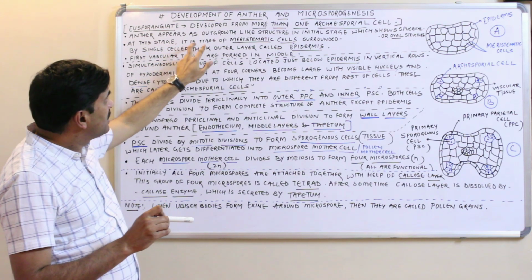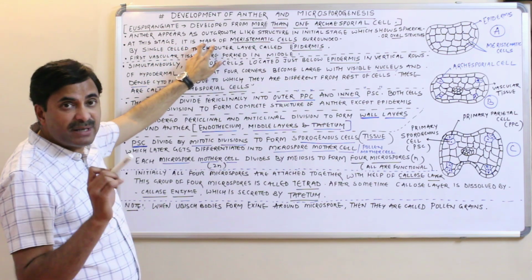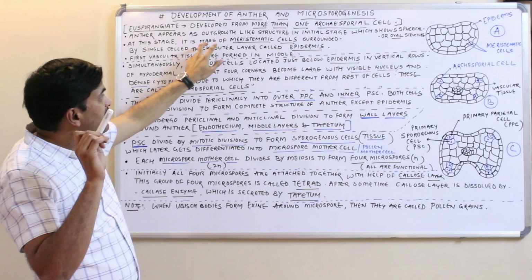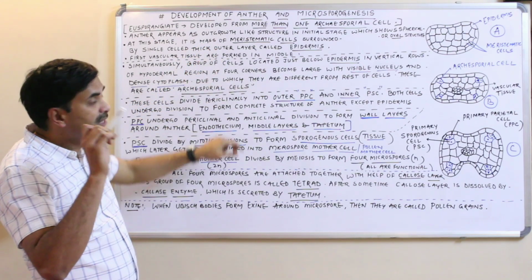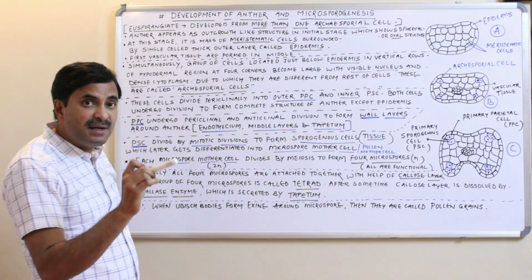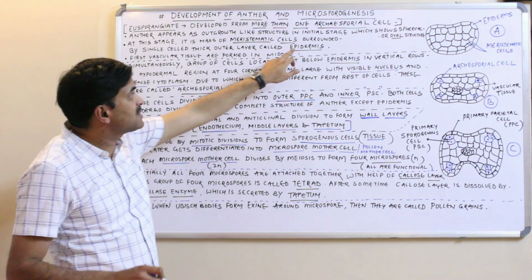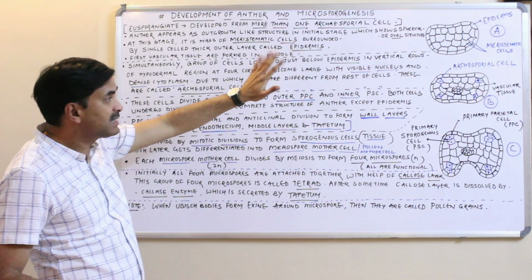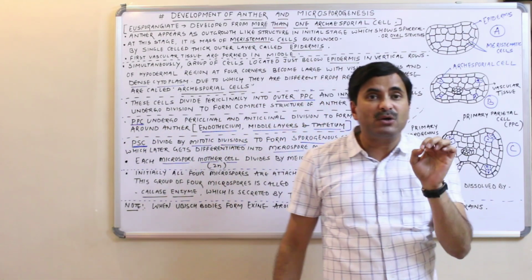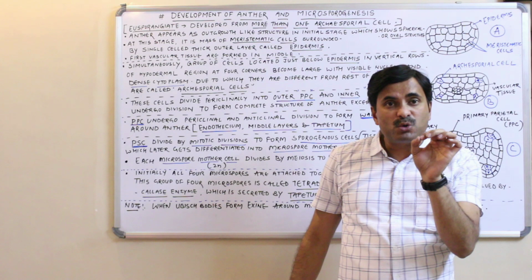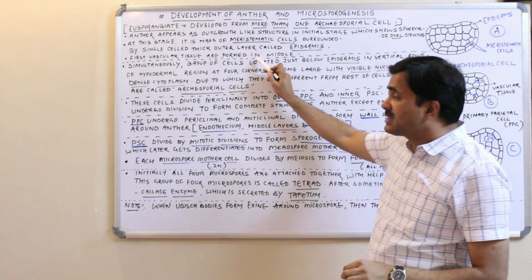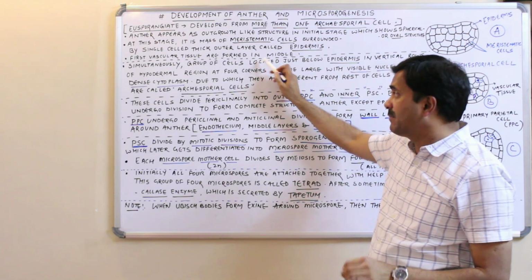And at this stage it is a mass of undifferentiated meristematic cells, and these meristematic cells are surrounded by a single thick layer, which is called the epidermis. Is it clear? And you must also know that during the development of the anther, at the middle portion, vascular tissues are developed.